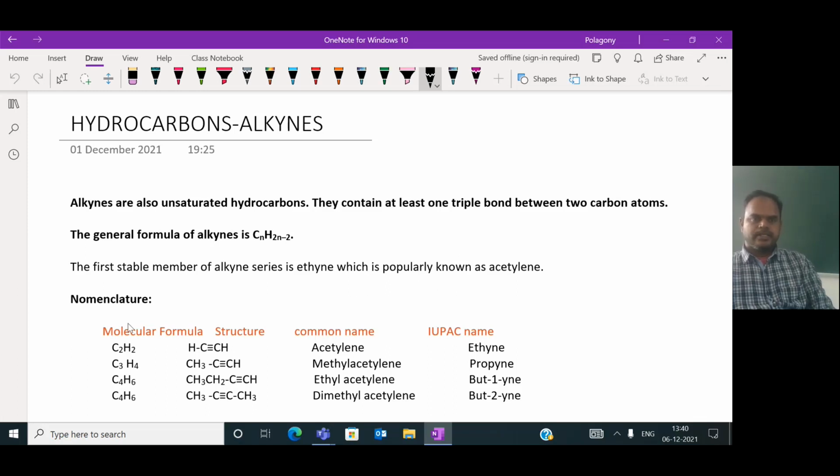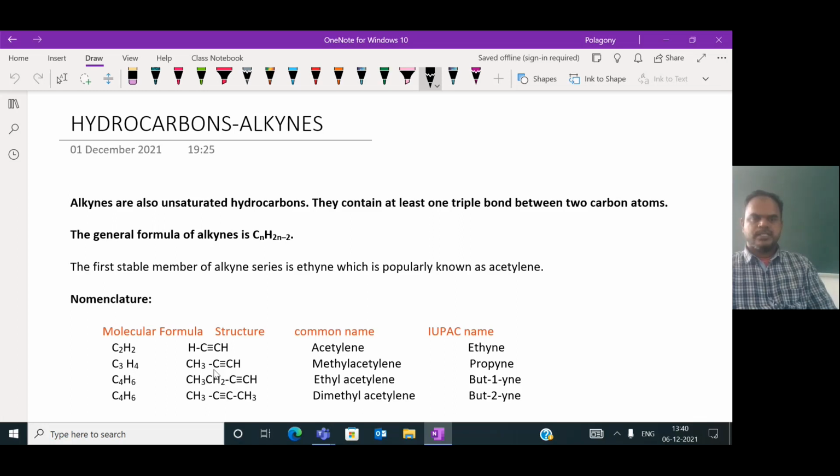So if we go into detail on the nomenclature of these hydrocarbons, we should know the molecular formula. The first member of alkynes has the molecular formula C2H2, containing one triple bond between the two carbons, and two hydrogens. This molecule is commonly called acetylene, and its IUPAC name is ethyne. Similarly, the second member is propyne, C3H4.